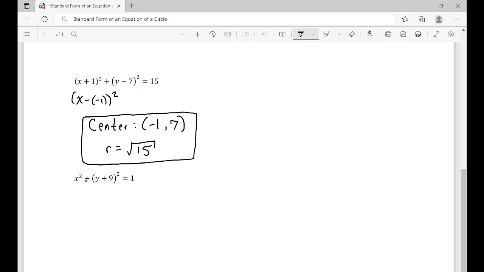And last we have x² + (y + 9)² = 1. Like I said before, if there's no number explicitly shown for h or k, we understand it to just be 0. So the center is going to have 0 for x, and for y, or its k value, it's going to be −9. If you write it out, you can say it's y minus negative 9 squared, because double negatives make a positive. And the radius is just the number itself, square rooted, and the square root of 1 is 1.